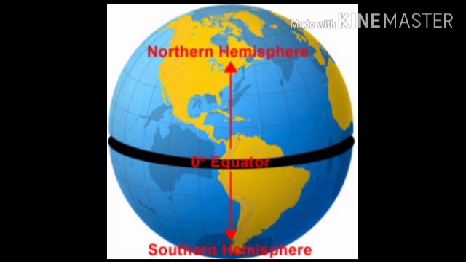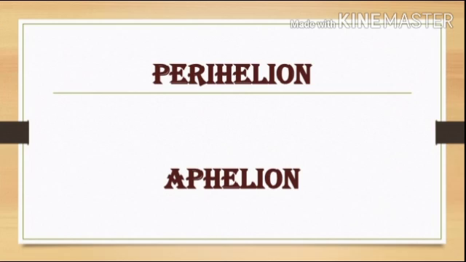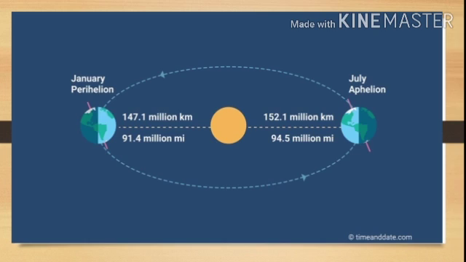Seasons occur only with reference to the northern and southern hemisphere. So in the picture we can see the equator, the northern hemisphere and the southern hemisphere. Perihelion and aphelion position of the earth. The path of the revolution of the earth around the sun is elliptical. Elliptical means oval. The sun is at one of the two centers of the ellipse. The sun does not change its position.